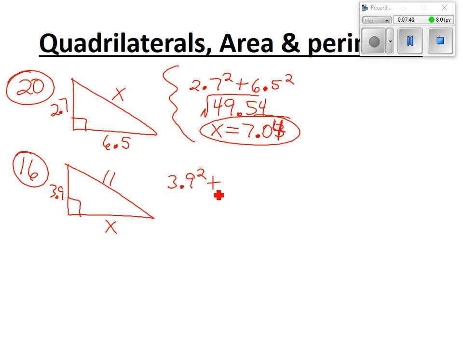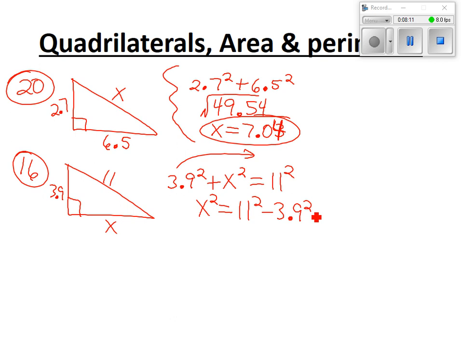Plus x. Oh, I get what you mean now. Equals what? 11 squared. Now, I know you've had teachers that probably taught you this in the past, and those teachers probably told you to just go ahead and move this to the other side. The way I'm hearing you guys tell me, they're saying before you square it, just move it to the other side right now. So we end up with x squared equals 11 squared minus 3.9 squared.